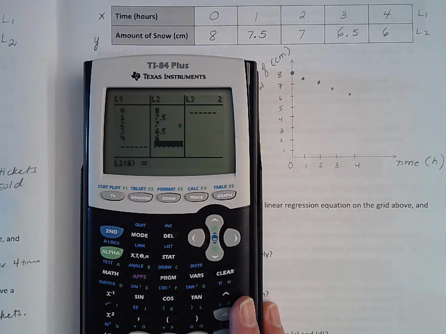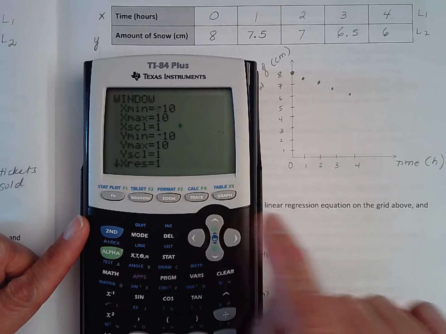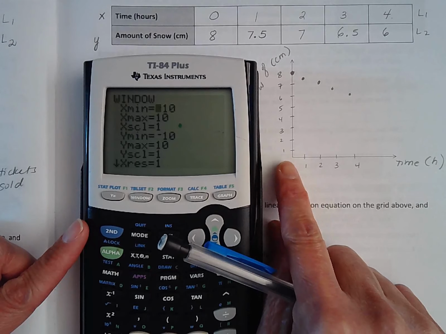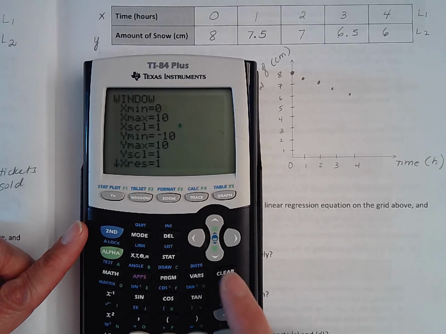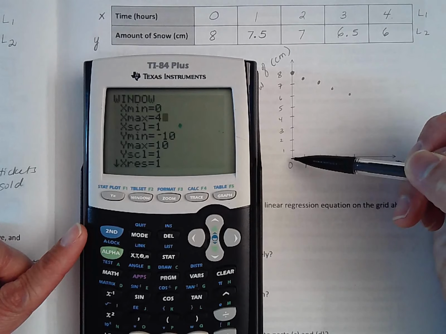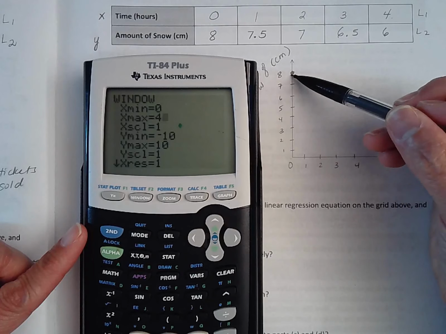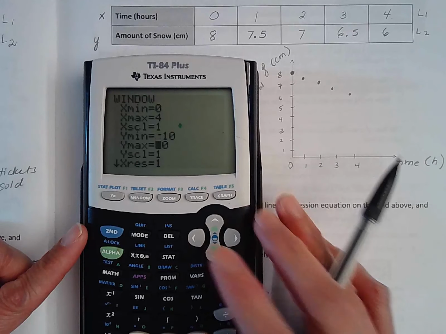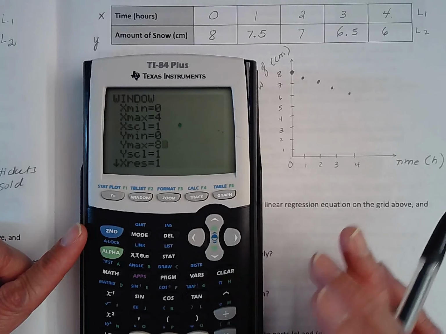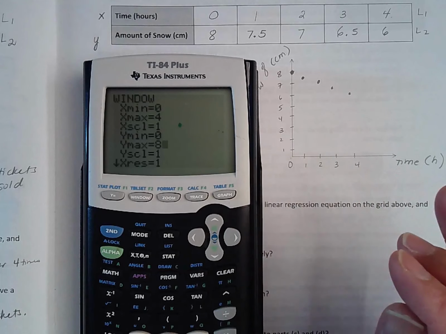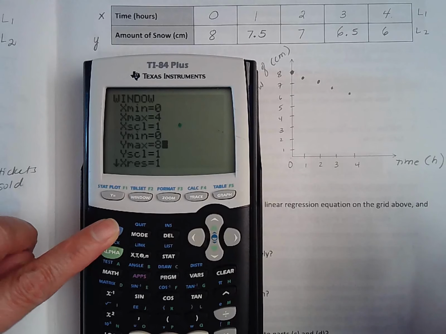Okay, so we typed in our L1, L2 values, and we're gonna change our window from 0 to 4 on our X. And on our Y, we're gonna go from 0 to 8. Y min is 0 to 8. And we're gonna turn on our stat plot.